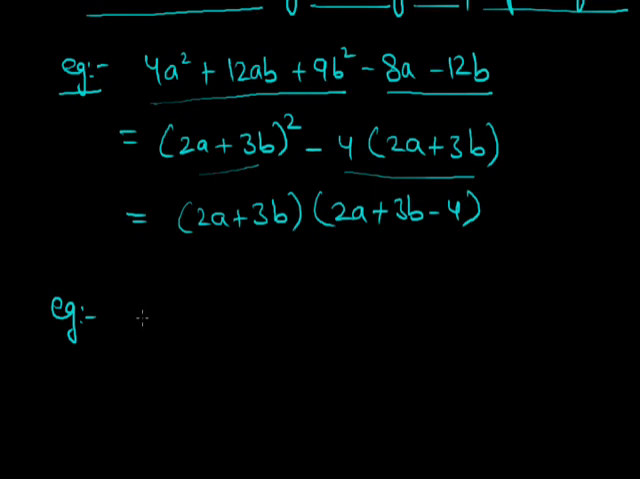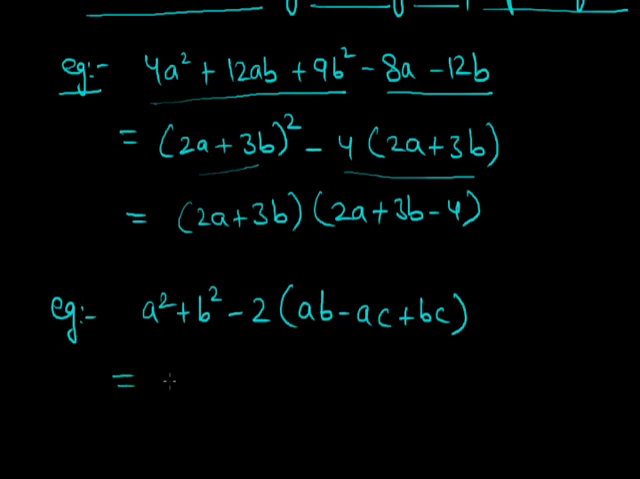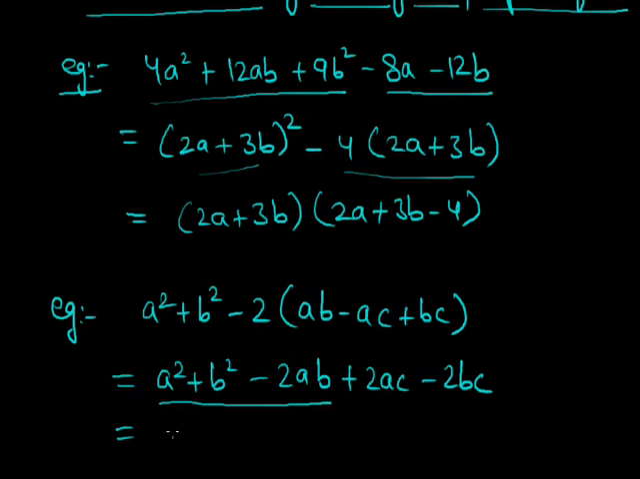So first we'll write out the example: a square plus b square minus 2 into (ab minus ac plus bc). Now what we need to do here is, first we need to open the bracket. So a square plus b square minus 2ab plus 2ac minus 2bc. Now a square plus b square and minus 2ab, these three terms will combine and become (a minus b) whole square.